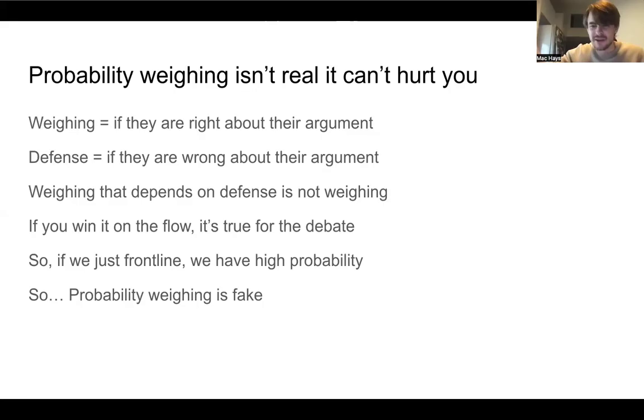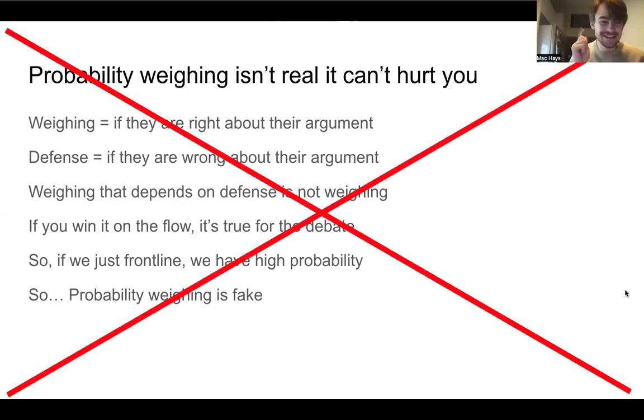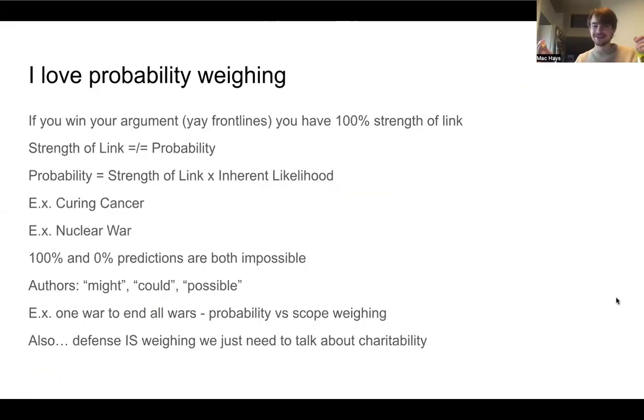So if people just frontline properly, which happens in most rounds, then they just end up having high probability by the end, and you're not really doing weighing. So the conclusion here is that probability weighing is fake. This is not true. This is also baloney, okay? I am here to tell you probability weighing is true. It's real weighing and it's good weighing. And here's why. Probability weighing is great.